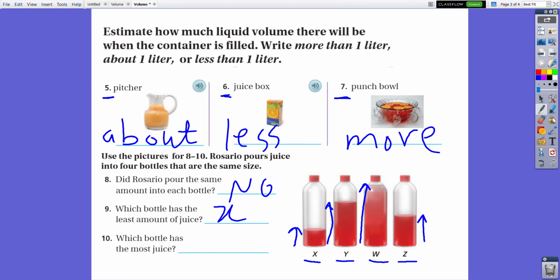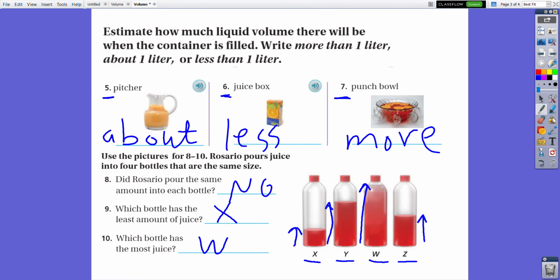Okay, do you remember my own style in X? So I will erase it to make it clear. Sorry. Okay, X. So bottle X. Look at number 10. Which bottle has the most juice? Which one of these is filled with juice? X, Y, W, or Z? So W, because it's filled with juice, the whole bottle.